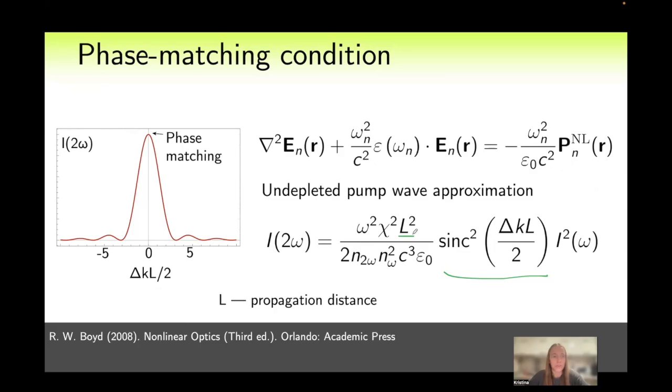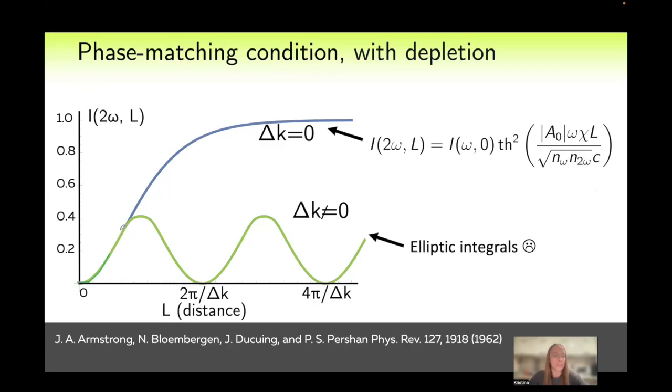However, it cannot grow indefinitely because at some point the entire incident wave will simply convert into the second harmonic and there will be no more energy to generate it. In fact, this solution was obtained in the undepleted pump wave approximation. If we take into account pump depletion, at short distances, the intensity will still grow quadratically with distance, but at longer distances, it will saturate and be described by the square of the hyperbolic tangent function.